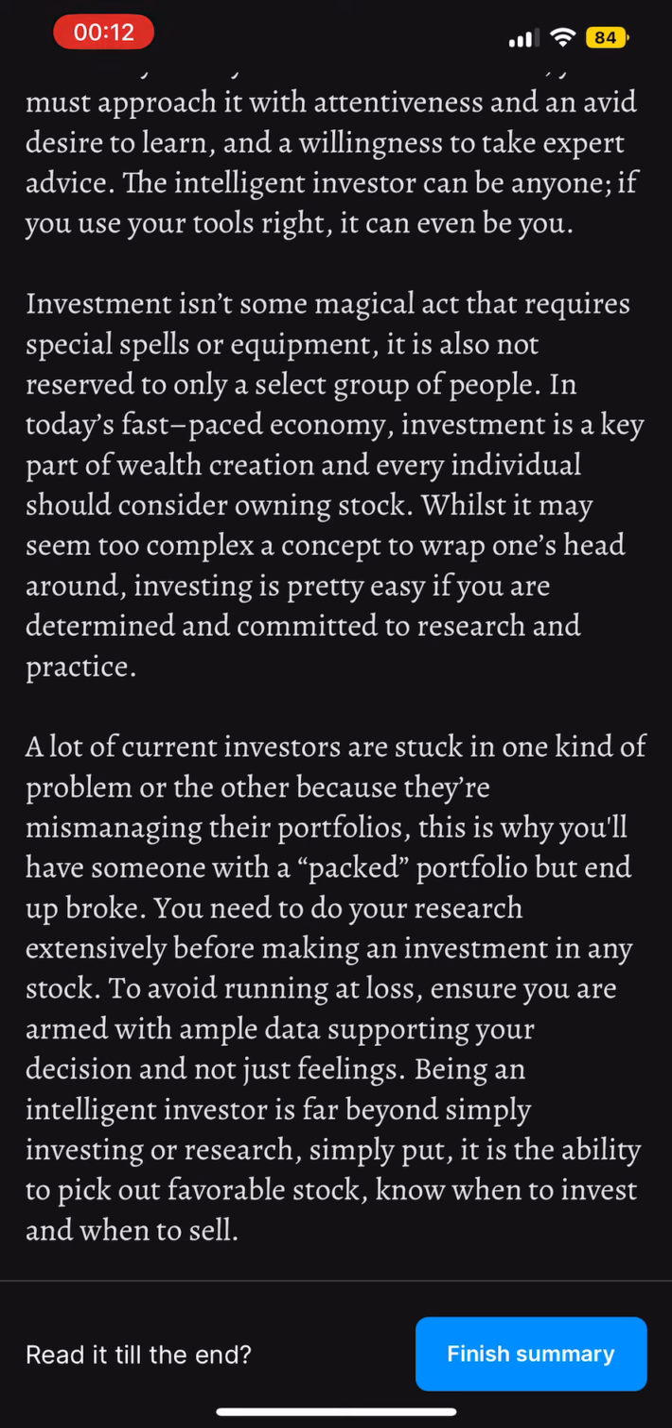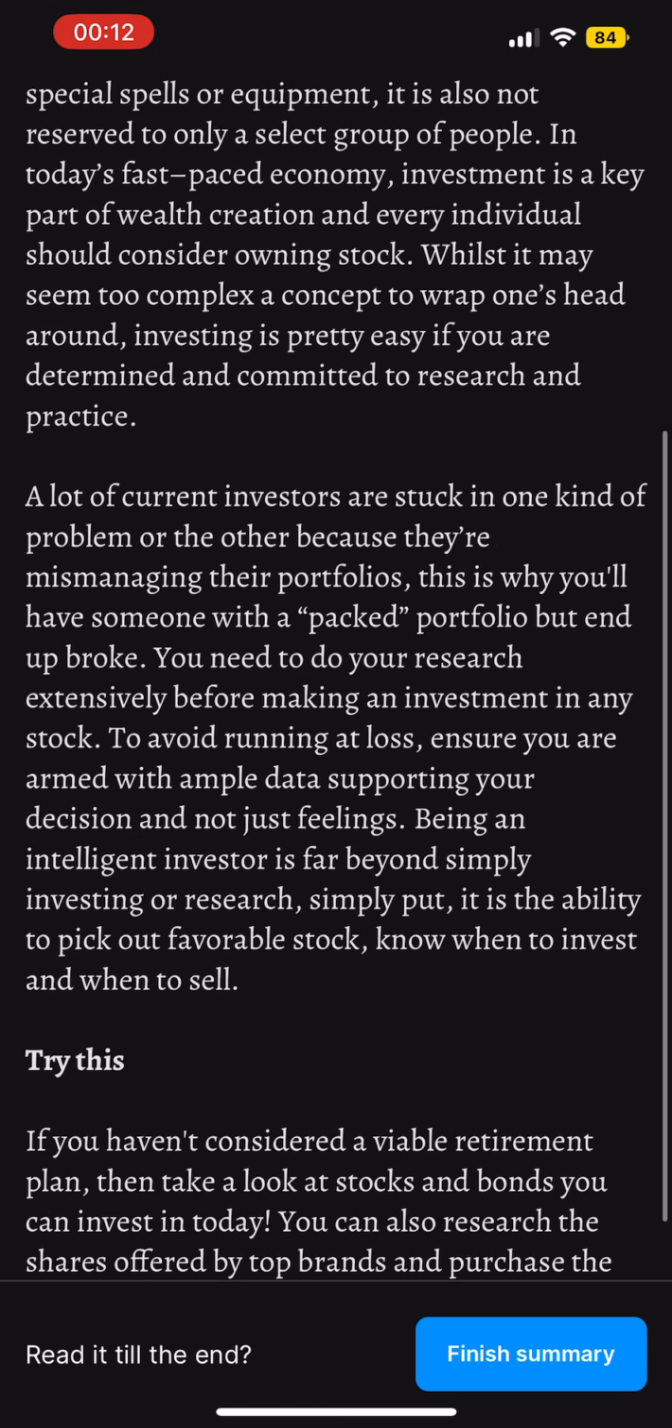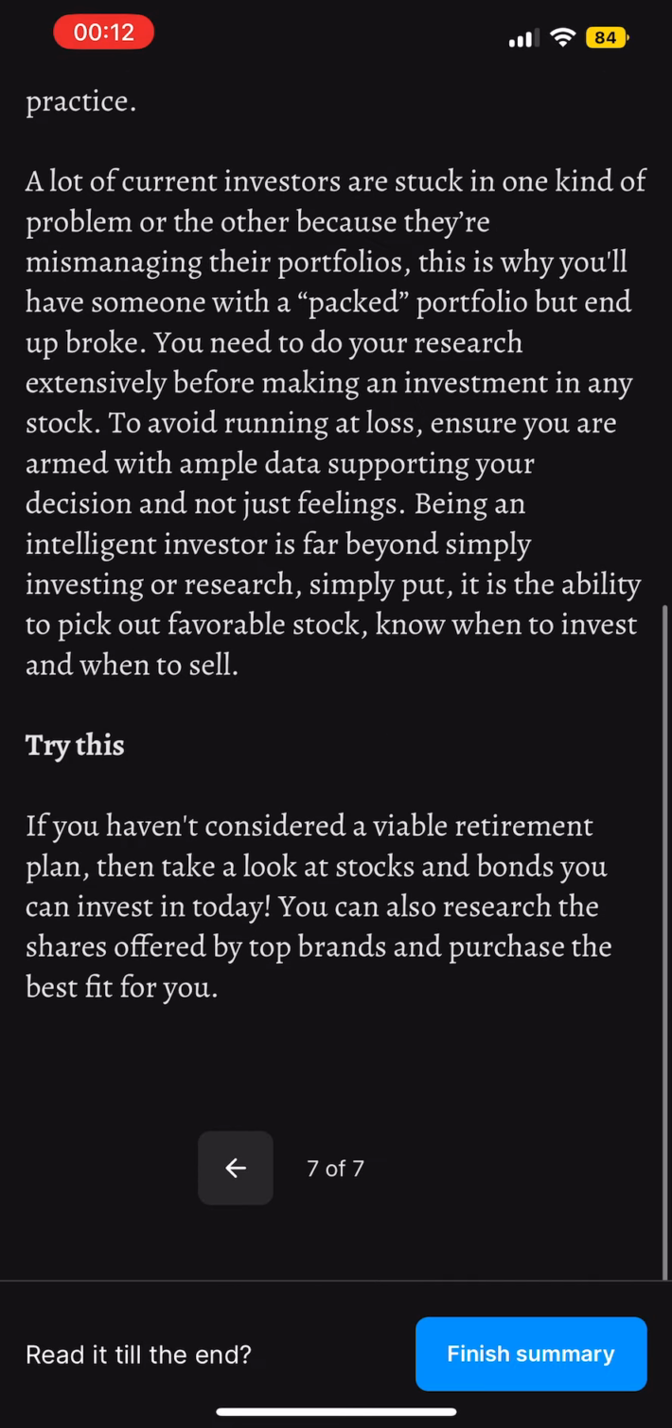In today's fast-paced economy, investment is a key part of wealth creation, and every individual should consider owning stock. Whilst it may seem too complex a concept to wrap one's head around, investing is pretty easy if you are determined and committed to research and practice. A lot of current investors are stuck in one kind of problem or the other because they're mismanaging their portfolios. This is why you'll have someone with a packed portfolio but end up broke. You need to do your research extensively before making an investment in any stock. To avoid running at loss, ensure you are armed with ample data supporting your decision and not just feelings.